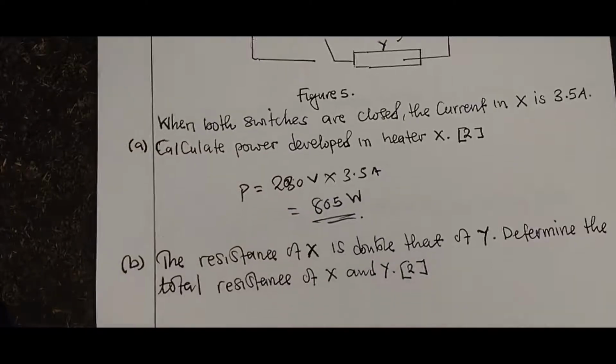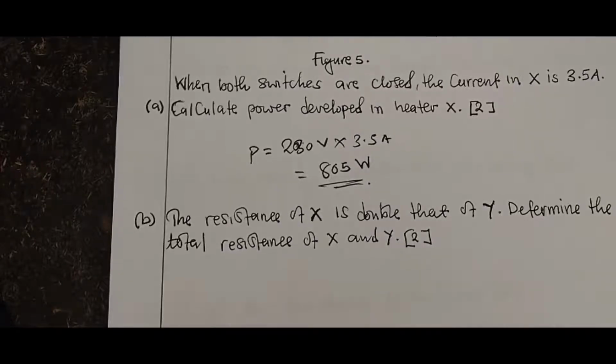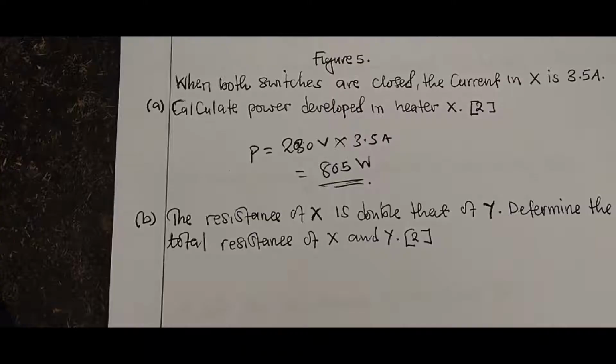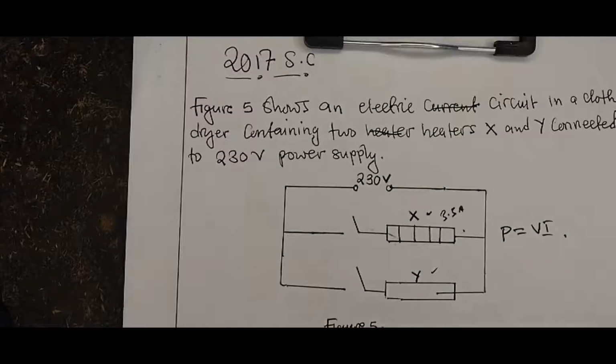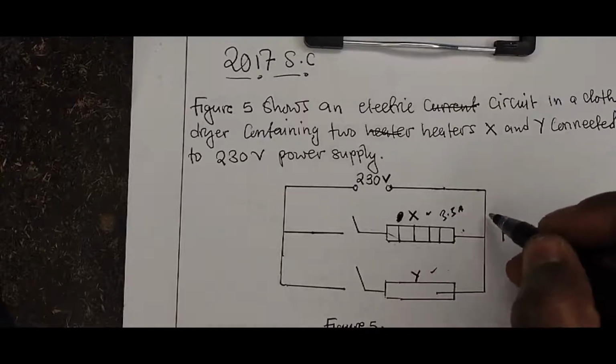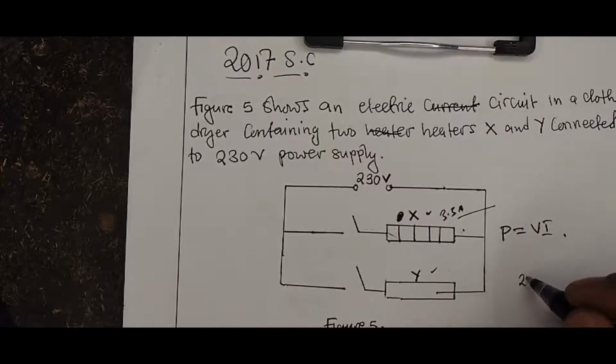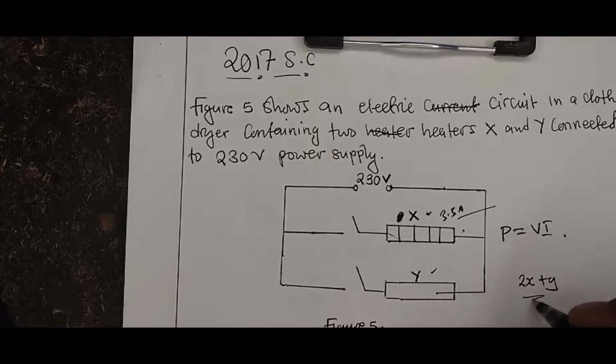The next question, that is B: the resistance of X is double that of Y. Determine the total resistance. Okay? So what we are saying is that the resistance of X is double. What we have as a resistance for X is double that of Y. So it's more like this situation: 2X plus Y.